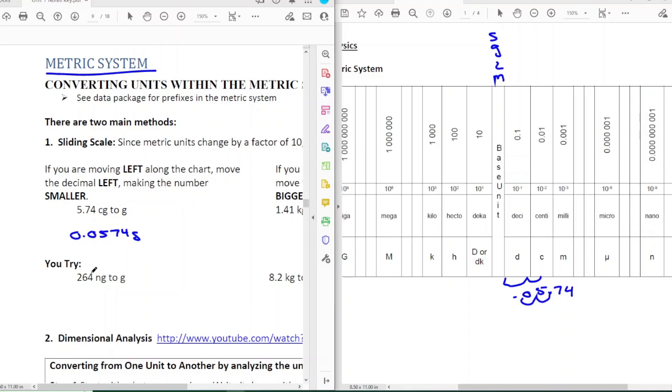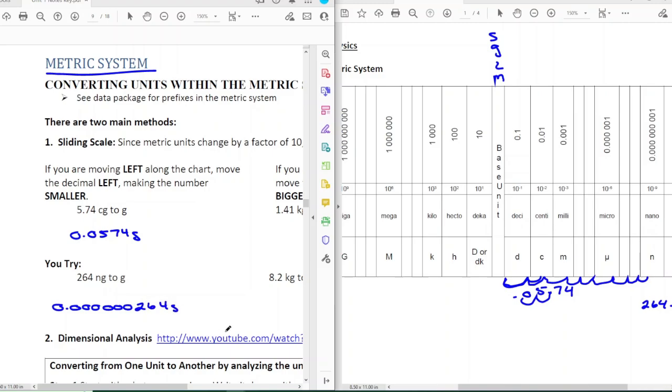So let's get you to try this one. If we're at 264 nanobytes and I wanted to get to grams, how many places do I have to move my decimal place? Well, first off, my decimal place is here, and I'm moving it 1, 2, 3, 4, 5, 6, 7, 8, 9 places. In other words, I would have 6 zeros and 264.